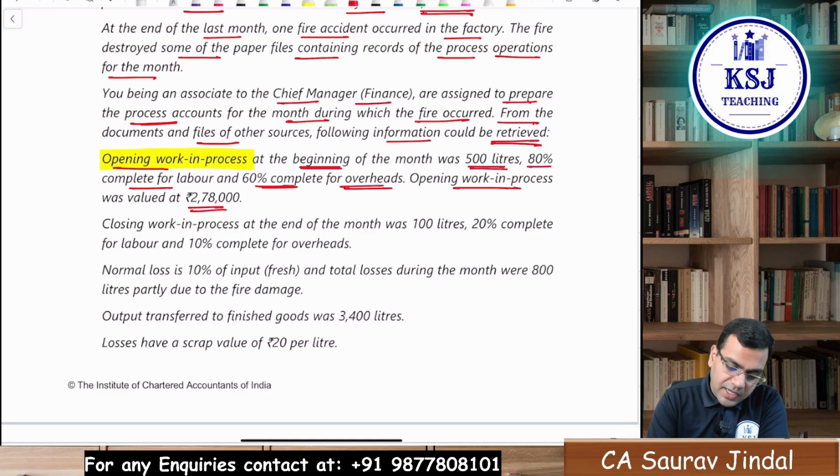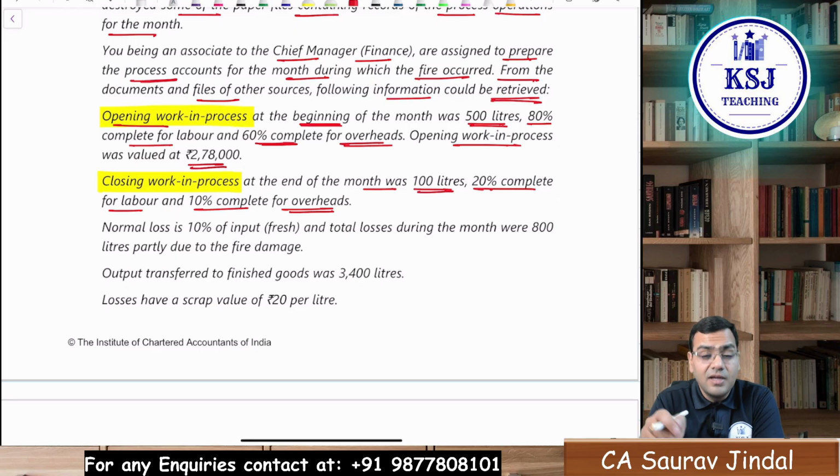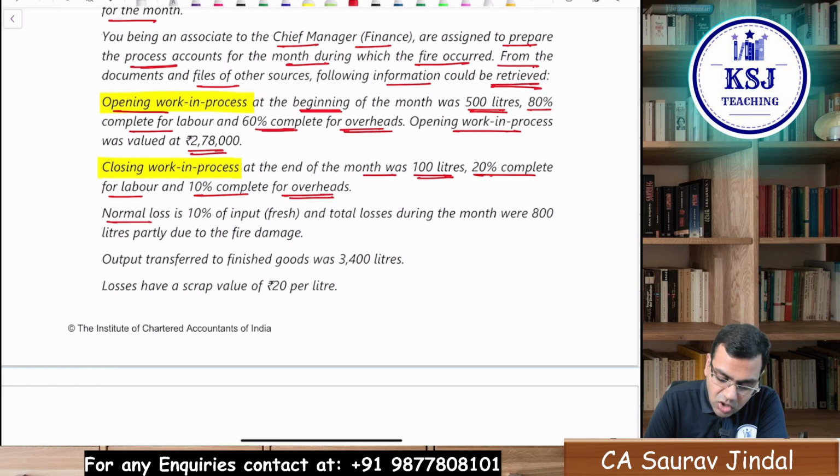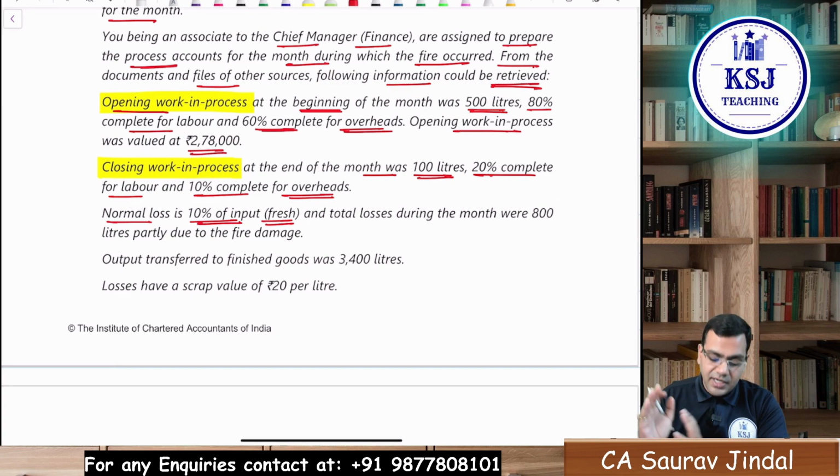Then the information relating to the closing WIP is given. That closing WIP at the end of the month was 100 liters, 20% complete for labor and 10% complete for overheads. Okay, sir, fine. That is the degree of completion given. Again, the degree of completion for the materials is not given. Let's see. Normal loss is 10% of the input fresh. Which input? Fresh input. That means when you are calculating the normal loss, the opening WIP input is not to be considered. Only the fresh input is to be considered, 10% of that.